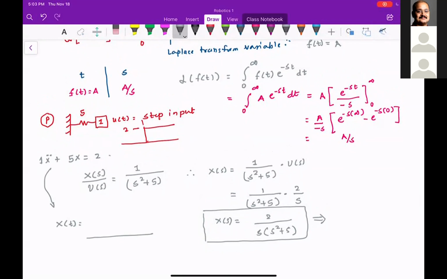Everyone understood this? Now, some of you may ask how this is done. Hopefully this was covered in your differential equation class. There is partial fraction expansion and other techniques wherein you split this, and then there are Laplace transform pairs, a table that you use and go back. But we don't do that. We are lazy. We are going to use Matlab. Are we good with Matlab?